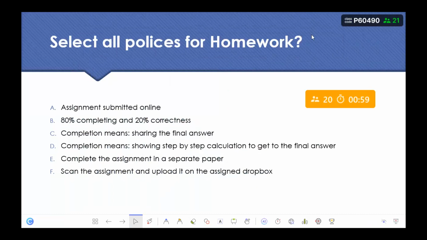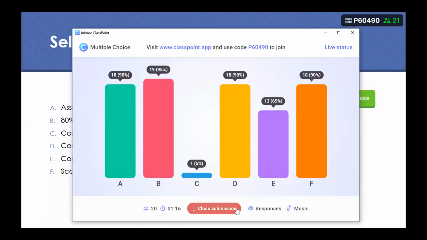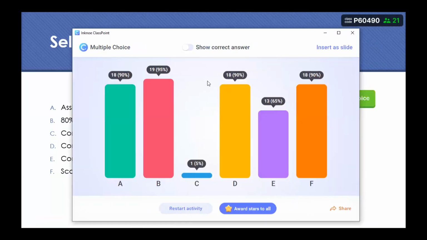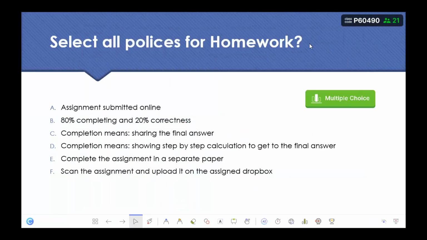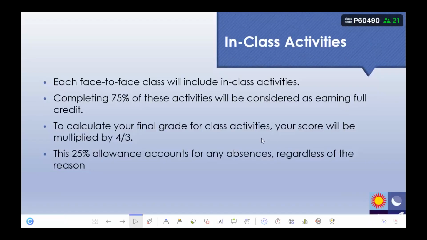Okay, 3 seconds, 2 seconds, and we have 21 students, but one student has not answered. Make sure to participate. Show the right answer. Yes, all of them are correct except C. What was C? Completion doesn't mean sharing the final answer. Completion means showing the work. Good.